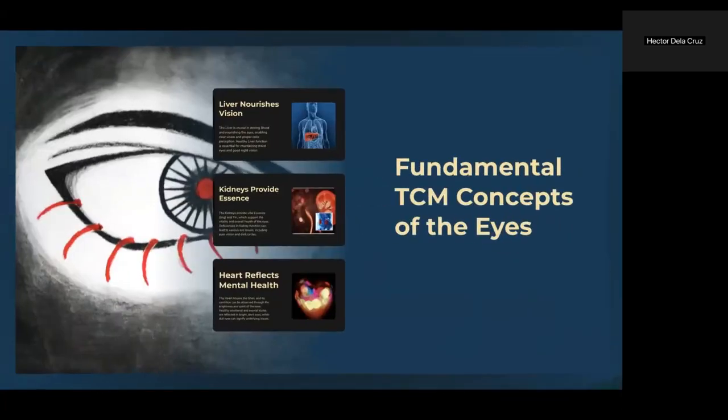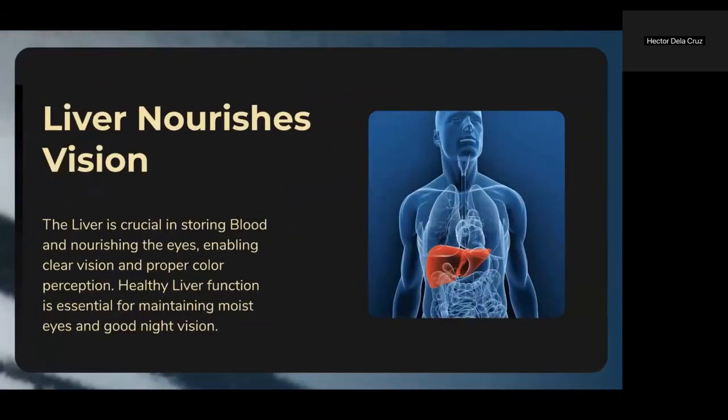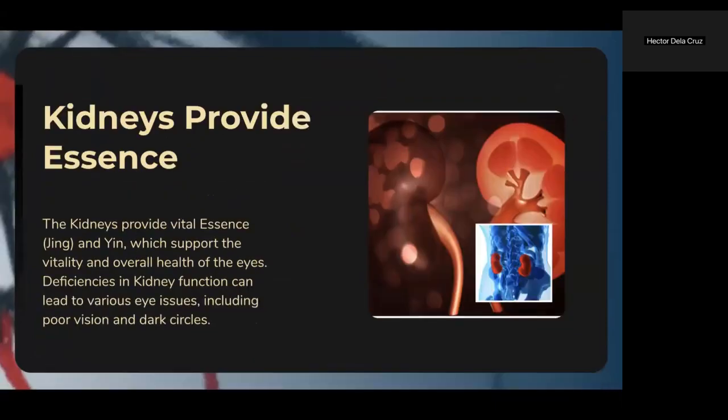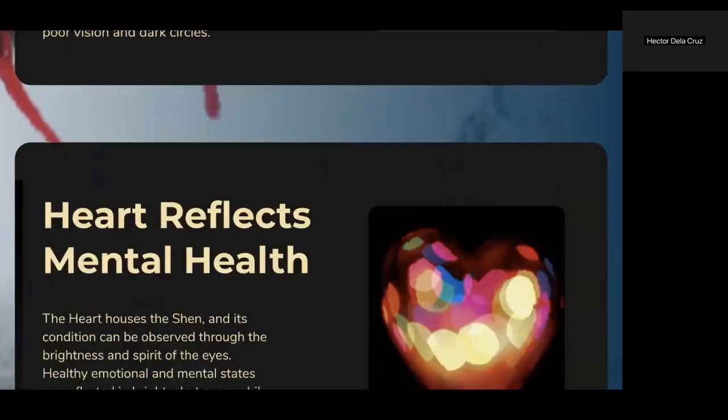Fundamental TCM concepts of the eyes. The liver is crucial in storing blood and nourishing the eyes, enabling clear vision and proper color perception. Healthy liver function is essential for maintaining moist eyes and good night vision. The kidneys provide vital essence, Jing and Yin, which support the vitality and overall health of the eyes. Deficiencies in kidney function can lead to various eye issues, including poor vision and dark circles.